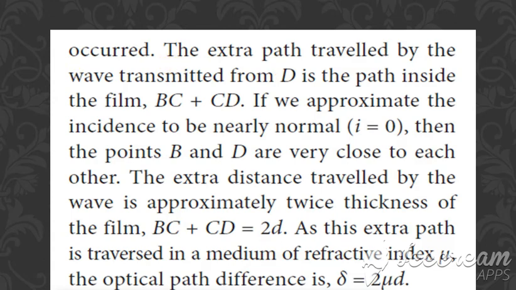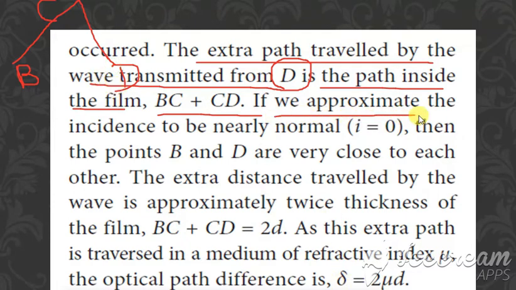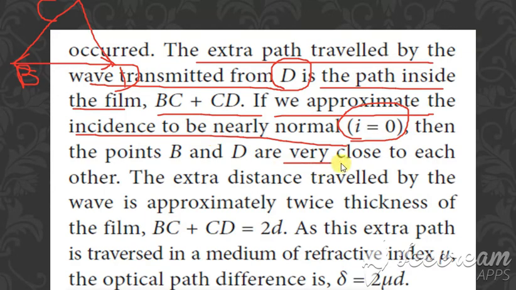The extra path traveled by the transmitted wave from D is the path inside the film, BC plus CD. So BC plus CD is the path traveled. Next we are going to do some approximation. Approximately, we consider that the value of the incident angle I is equal to 0. Considering I equal to 0, B and D can be considered very close to each other.